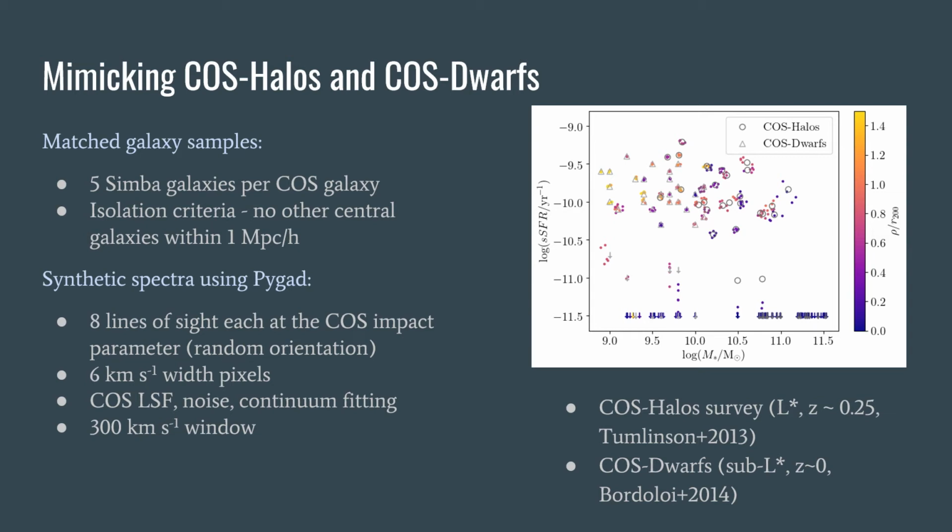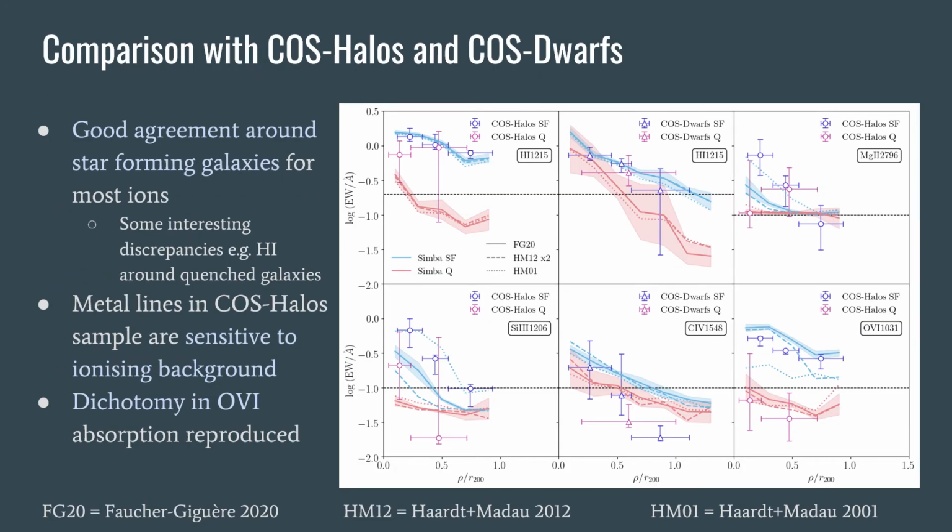And then we generate synthetic spectra using PyGAD and apply observational effects to try and mimic the parameters of those surveys. Here we show that comparison in terms of equivalent width between COS-Halos and COS-Dwarfs and our Simba samples. So each panel here shows a different ion, and each of the panels is equivalent width versus impact parameter scaled by the virial radius. So for COS-Halos, we're looking at H1, magnesium 2, silicon 3, and oxygen 6, and for COS-Dwarfs, we're looking at H1 and carbon 4. And for each of these, we see a reasonable agreement between Simba and these observations.